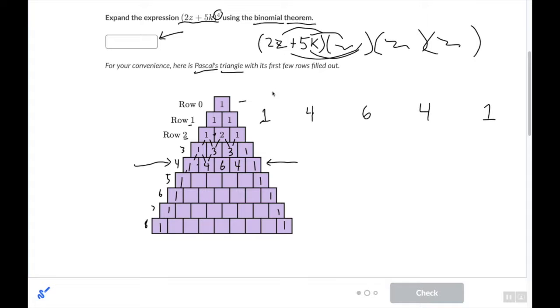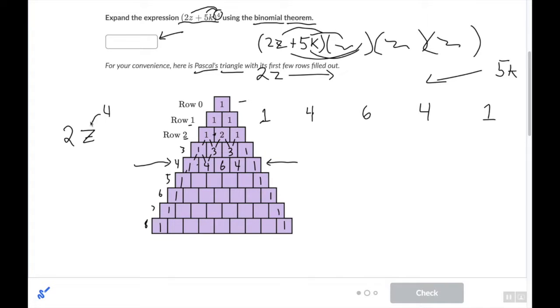Okay. Now, what we know is that we have to raise our 2z up to the 4th power, and we need to raise our 5k up to the 4th power. The 5k starts on this side and goes downward that way, and the 2z starts on this side and goes down that way. So that 2z term becomes 0 at the end, and the 5k term becomes 0 at this end. So we know that we're going to have a 2z raised up to the 4th power.